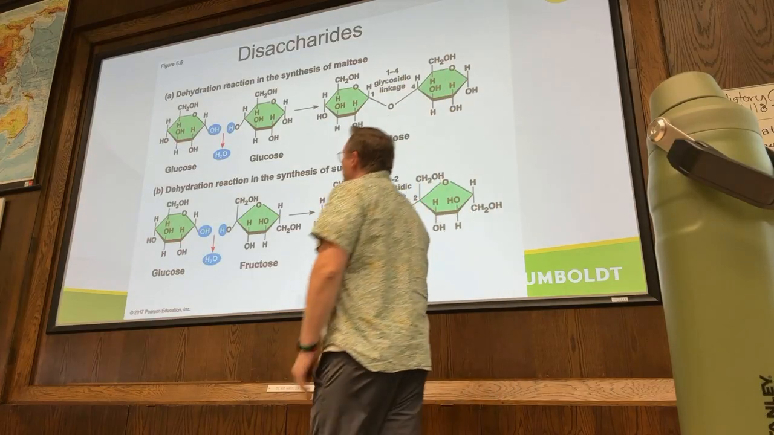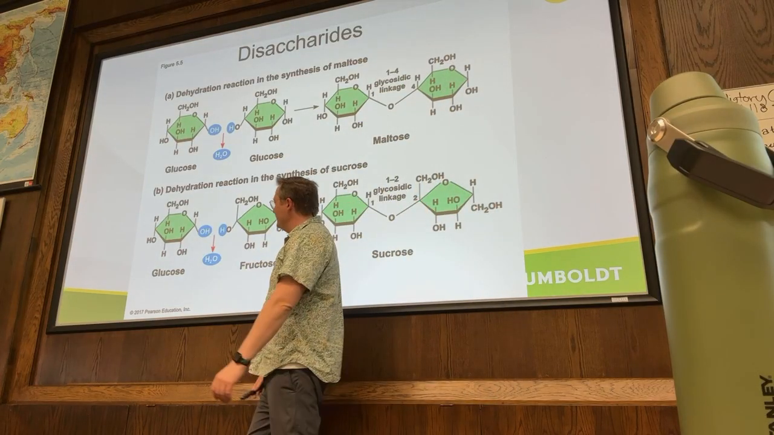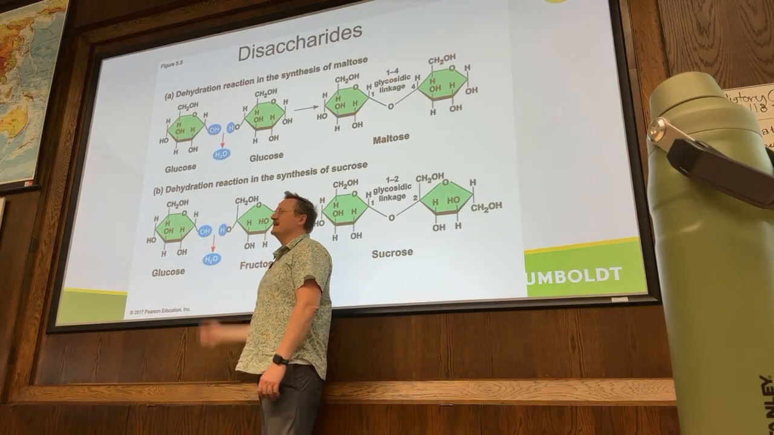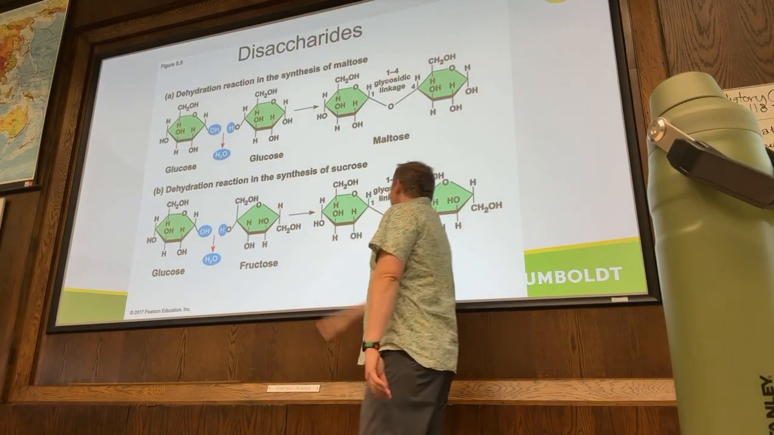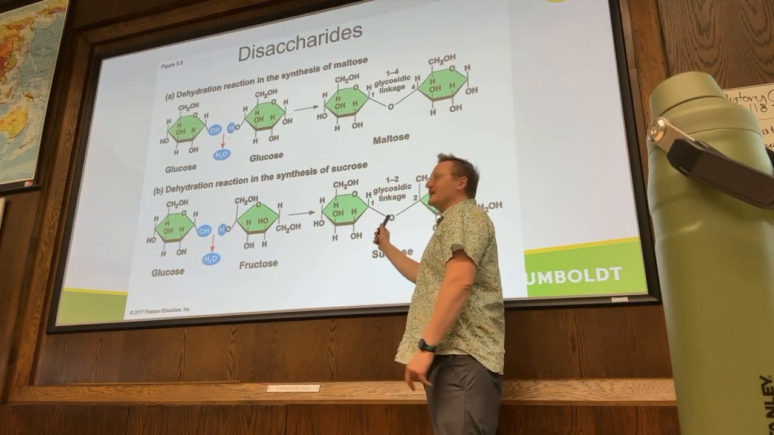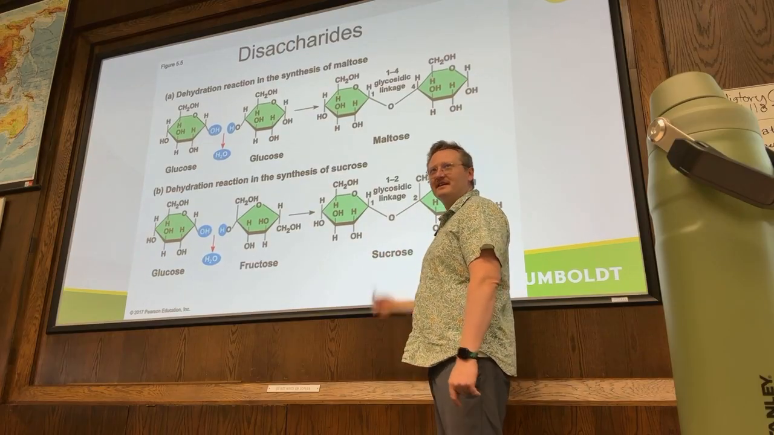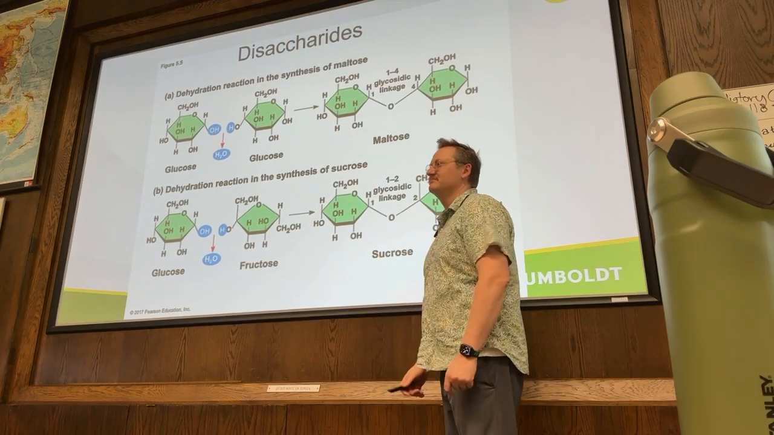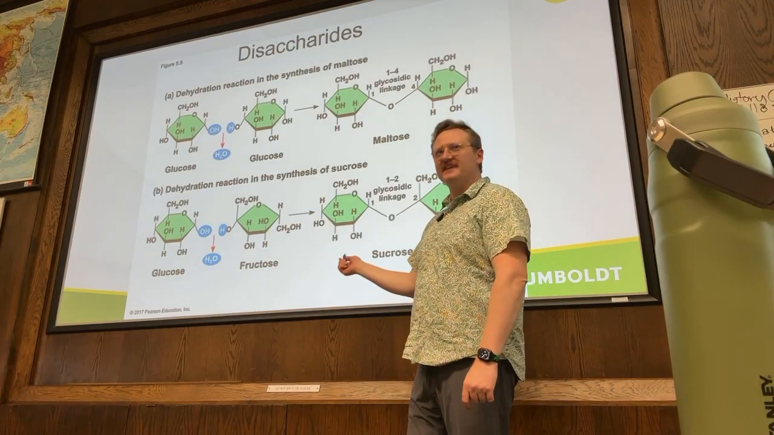So here we're looking at a new disaccharide. In this case, glucose and fructose are joined together via dehydration synthesis, establishing a new glycosidic linkage between the 2 monomers, producing a disaccharide called sucrose. There it is. Cool? Disaccharides.